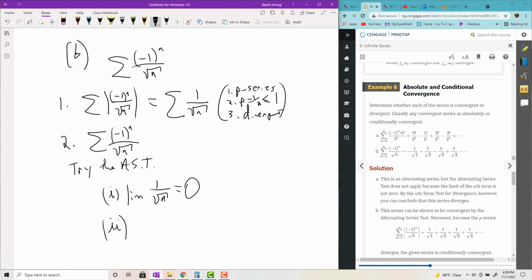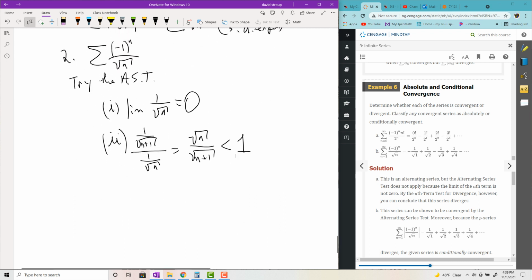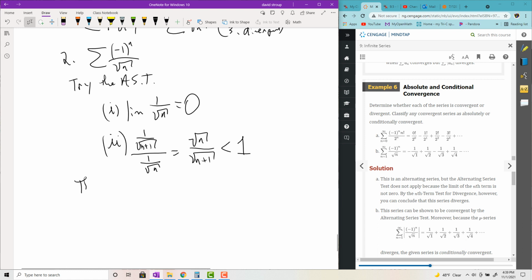And then secondly, we create an inequality, right? So we'll go a sub n plus 1 all over a sub n. So a sub n plus 1 is 1 over the square root of n plus 1. A sub n is just 1 over square root of n. Taking reciprocals, I'll have square root of n all over the square root of n plus 1. And I think that's clear that the denominator will always be greater than the numerator. So that will be less than 1. That implies it's decreasing, so therefore it's convergent.